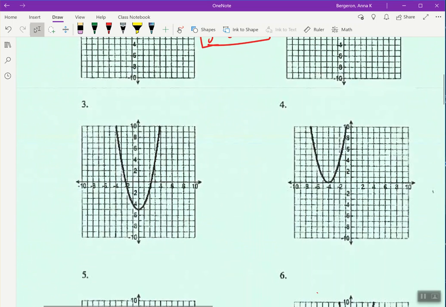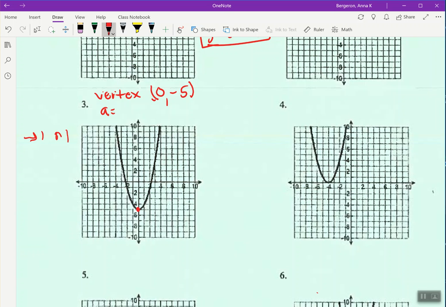All right, so if we look at 3 and 4, we're doing the same process. So remember, there's two pieces of information you need. You need your vertex and you need your a value. So my vertex in this case is down here, so that would be at 0, -5.